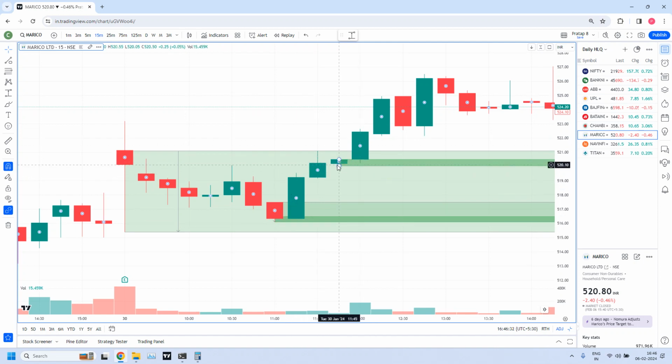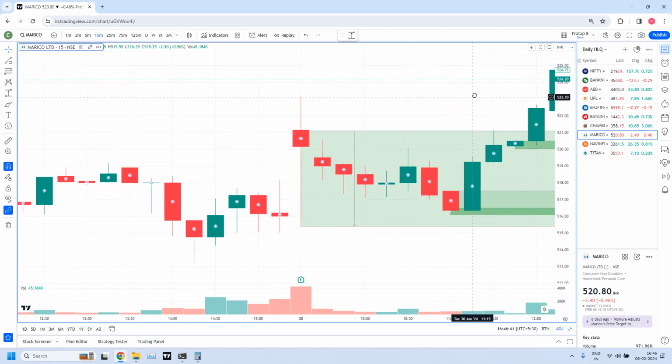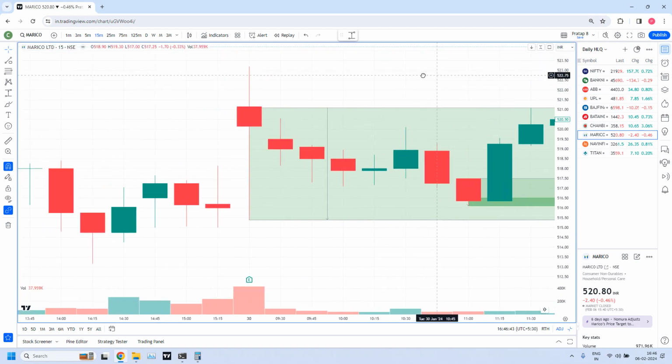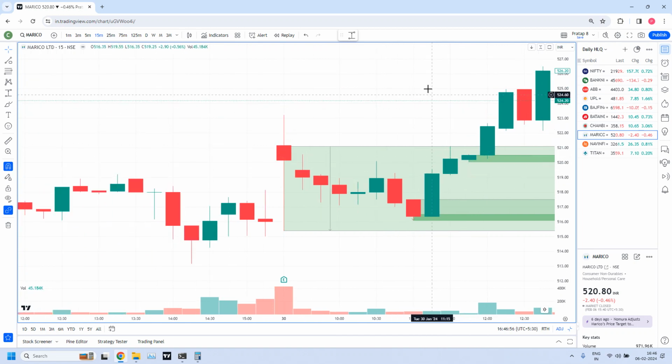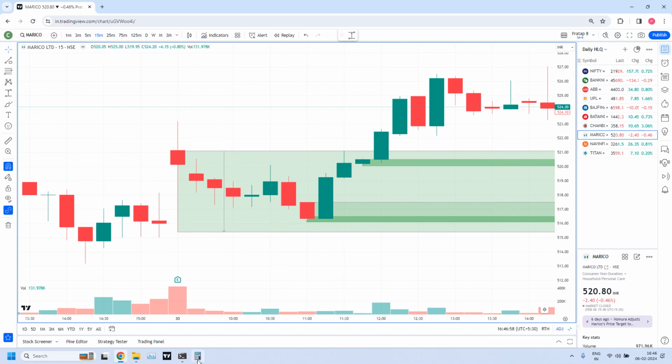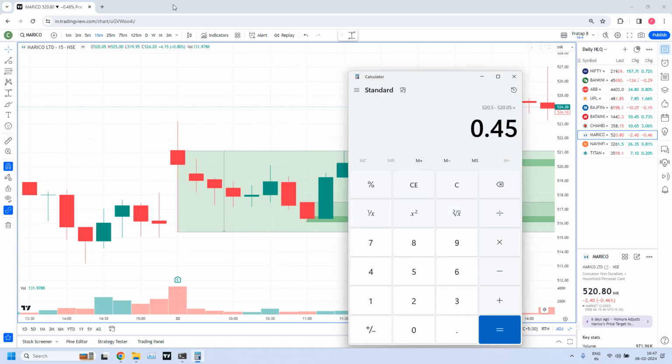Rally base rally, is it like this? Okay, anyway, this could be a base. This is a base. We consider this as a leg-in candle. Maybe the body is a little above 50%. So anyway, the stop loss we got is 0.45, 45 paisa.